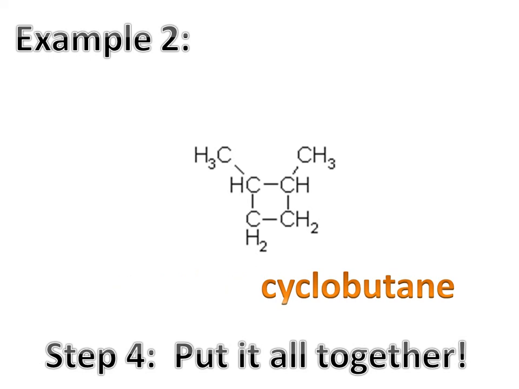So breaking it apart one more time, we've got cyclo meaning the ring, bute meaning 4 carbons, giving us a parent chain of cyclobutane. What's hanging off? 2 methyl groups, so we say dimethyl. And the positions are 1 and 2 on the ring where we're going to find those methyl groups.